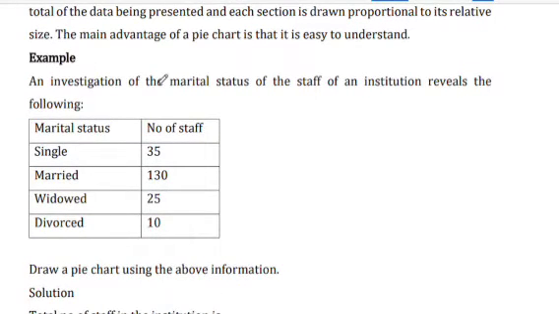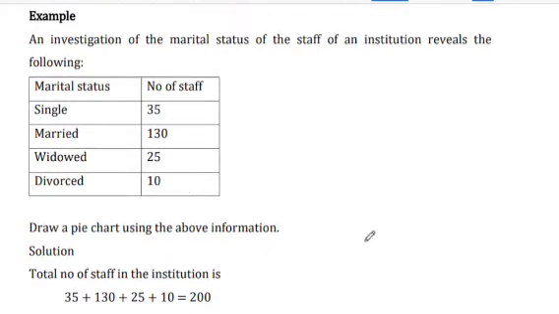An investigation of the marital status of the staff of an institution reveals the following. We have the marital status and number of staff. 35 persons were single, 130 married, 25 widowed, divorced, 10. We have to draw a pie chart using the above information.